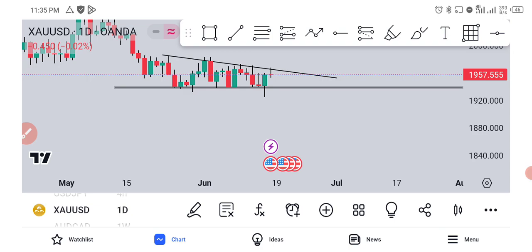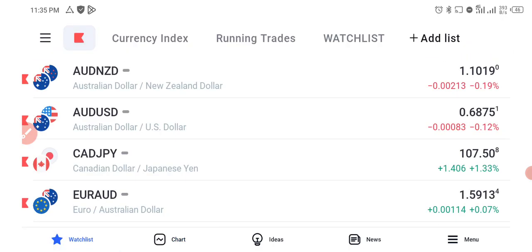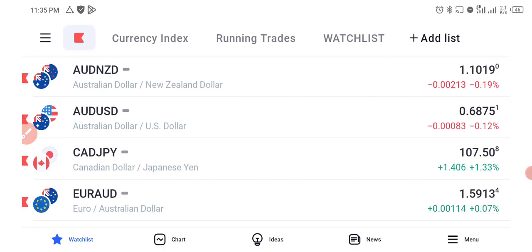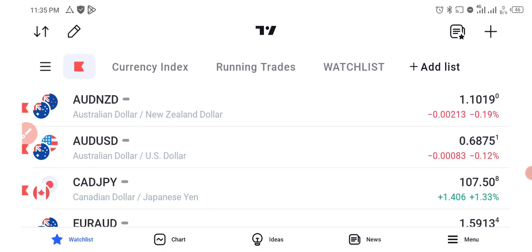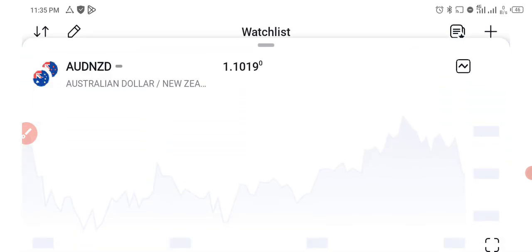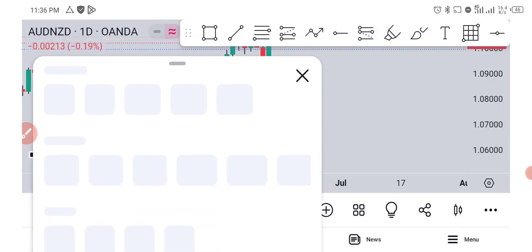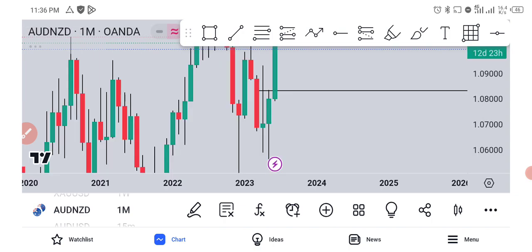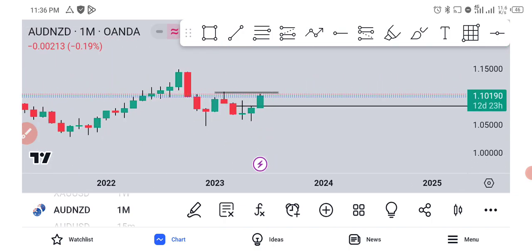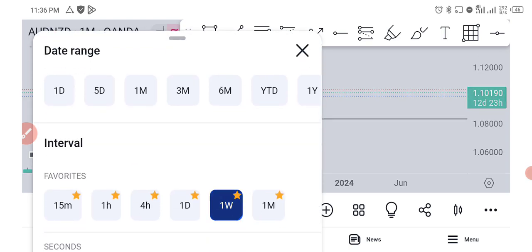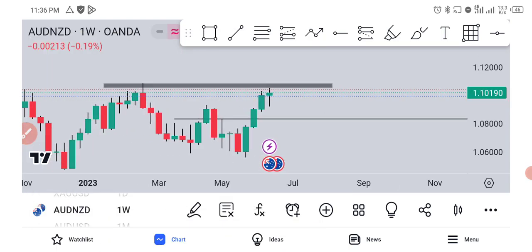Now let me check the pairs I've added to my watch list and combine them with my fundamental analysis. So these are the pairs I added. So AUD, NZD. Let me start on the monthly time frame again. So AUD, NZD. Remember, the market is testing resistance to the downside. Weekly, we want to sell this pair.